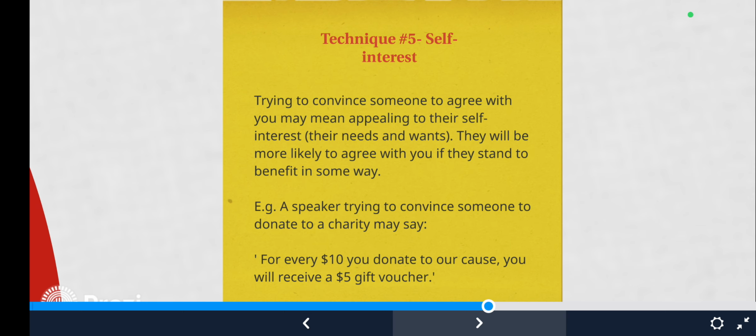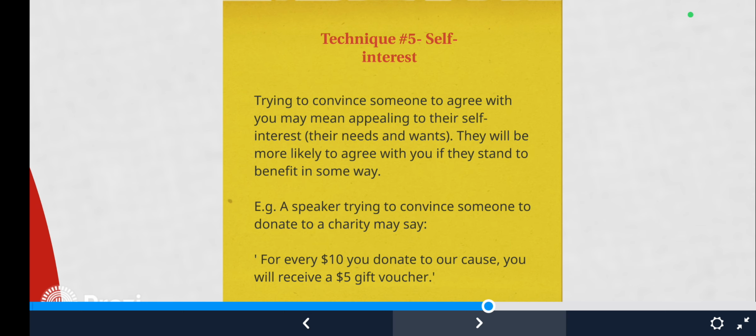For example, a speaker trying to convince someone to donate to charity, you may say, for every cent you donate to our cause, you will receive a 5 gift voucher. So as you can see, they spend 10, for example, dollars or pesos, and half of that spent is going to be given back to the person that is buying the product that you're selling.